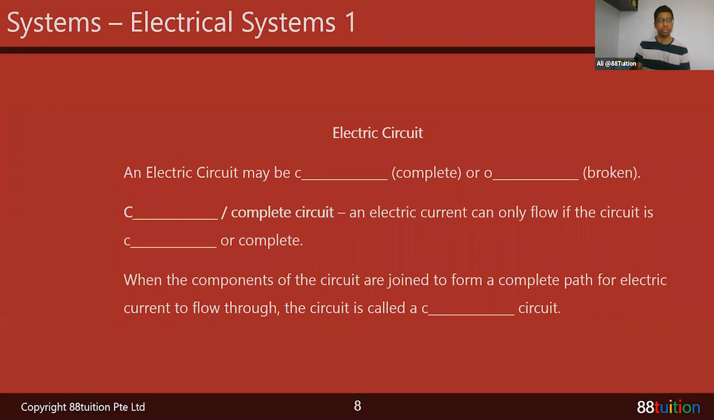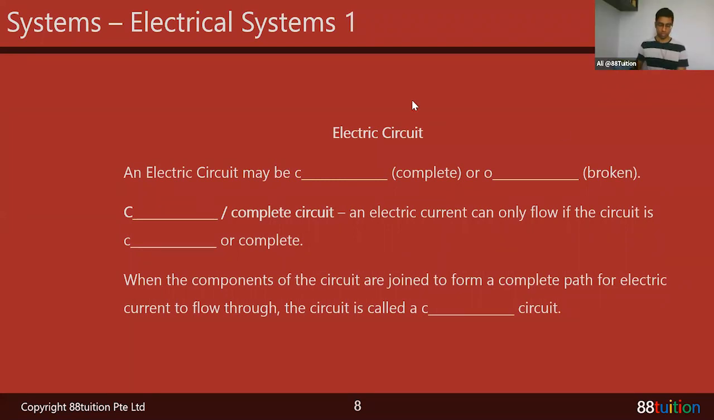Okay, Brandon, when you're ready, you can start reading. Okay, the electric circuit may be closed or open. Good. Closed circuit. Next. An electric current can only flow if the circuit is closed or complete. When the components of the circuit are joined to form a complete path for electric current to flow through, the circuit is called a closed circuit. Very good, Brandon. Thank you very much.